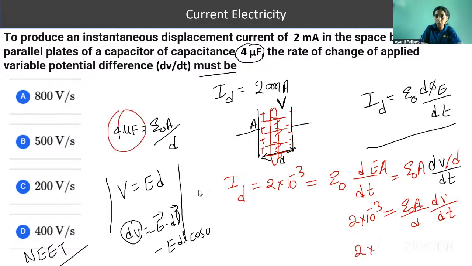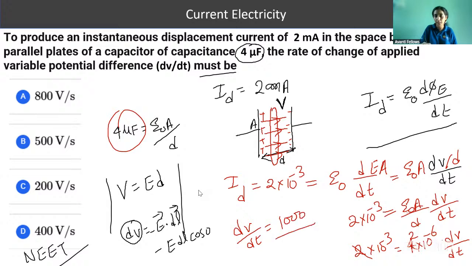So this is 2 into 10 to the power minus 3 is equal to 4 into 10 to the power minus 6 into dV by dt. So if you calculate here, 2 cancels with 2 and this will become 1000 by 2. So dV by dt is equal to 1000 by 2, that is equal to 500 volt per second. So this is going to be your answer. This is how you can attempt such questions.